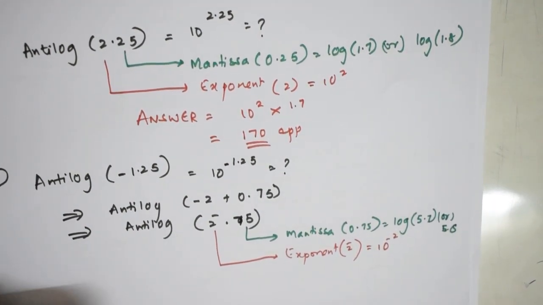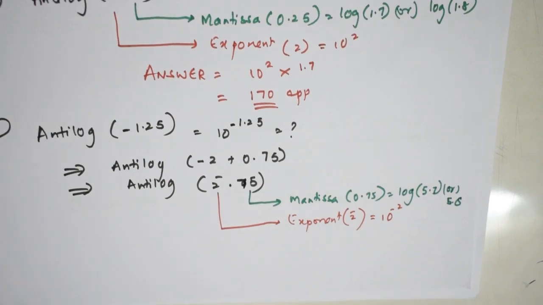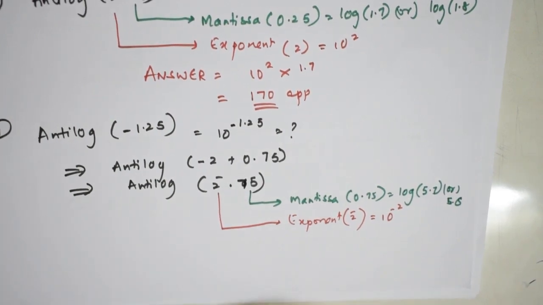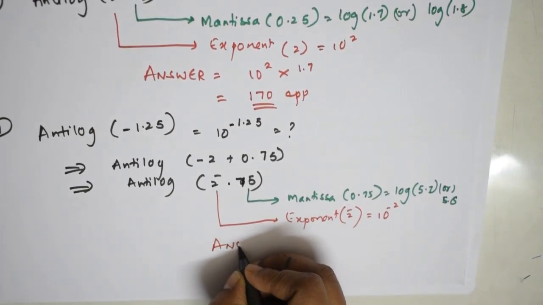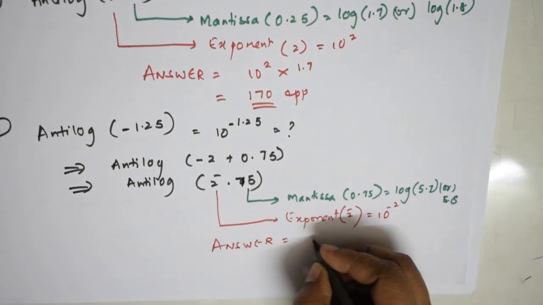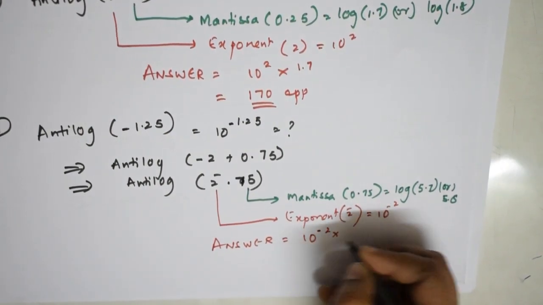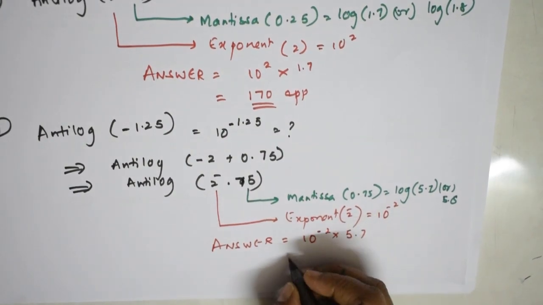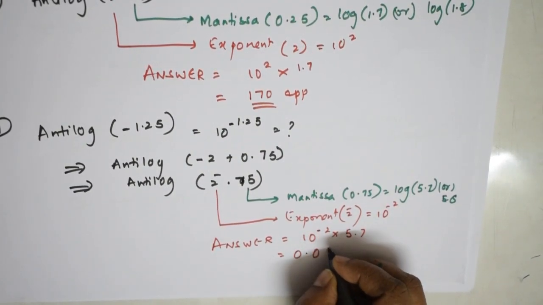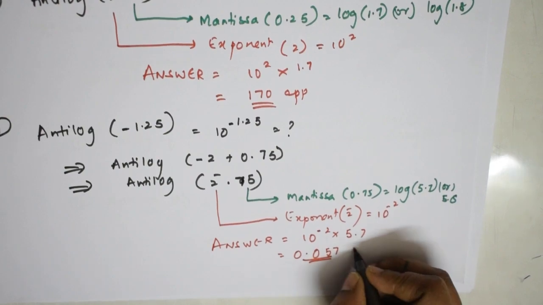Correct. Now I need to write the answer for this. So let us write the answer. The antilog value is nothing but 10 raised to the power of minus 2 into 5.7, which is equal to 0.057. So this is an approximate answer.